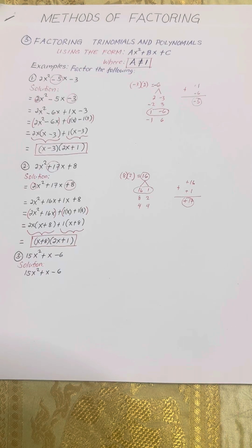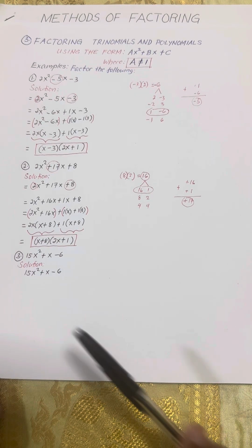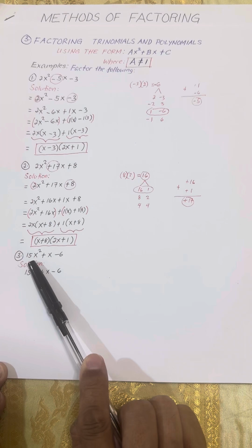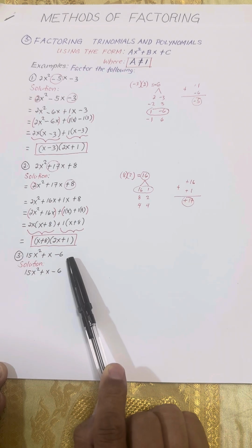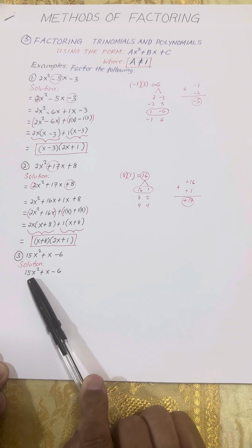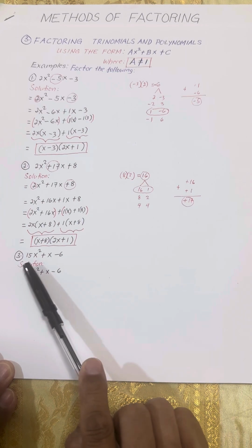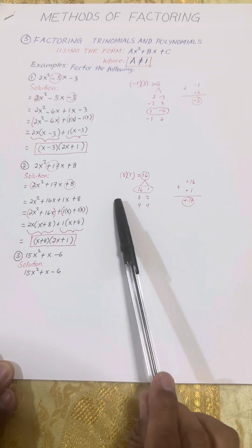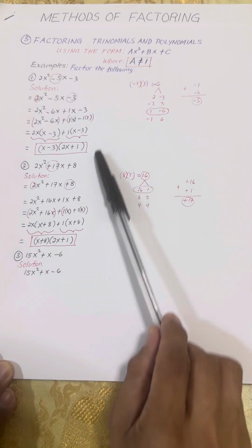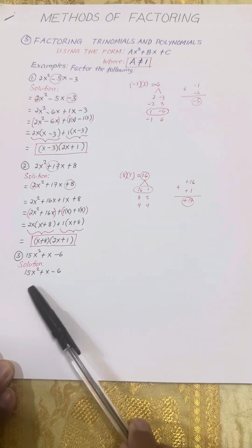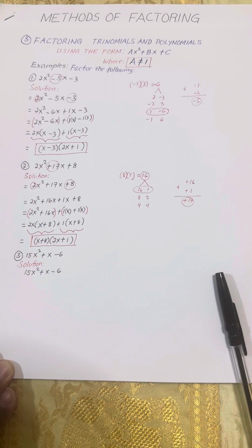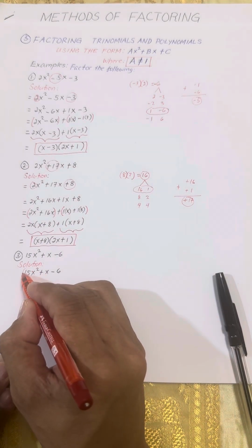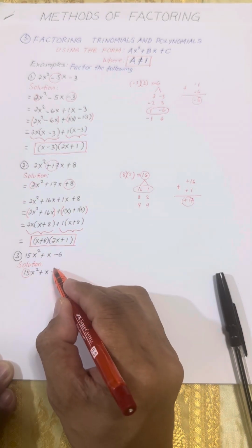Okay, let's take this third example. So we're given this 15x squared plus x minus 6. As you can see, a is not equal to 1, so we'll use the method as we have applied in the first two examples. We have to take the coefficient of the first term and also the third term.